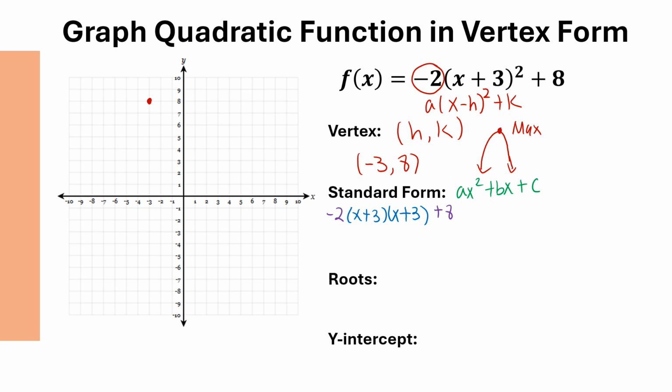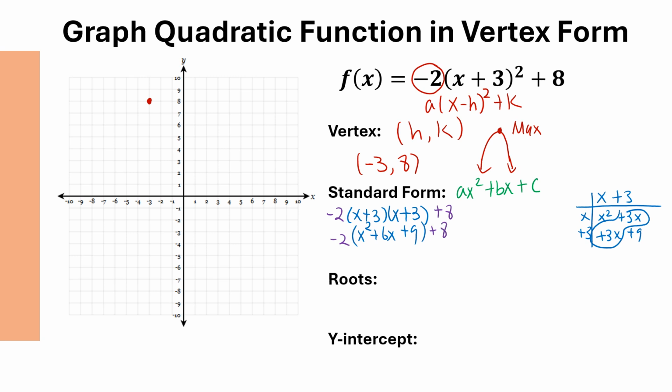And I'm going to use my table to multiply the binomial factors. So we have x plus 3 times x plus 3. So we have x squared plus 3x plus another 3x and then plus 9. And add the like terms. So x plus 3 times x plus 3 is the same thing as x squared plus 6x plus 9. And don't forget to bring down the negative 2 and positive 8.